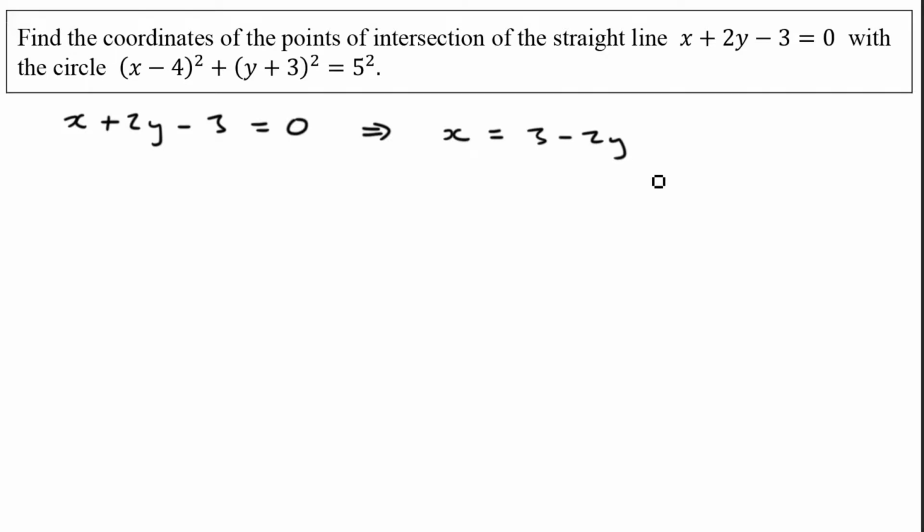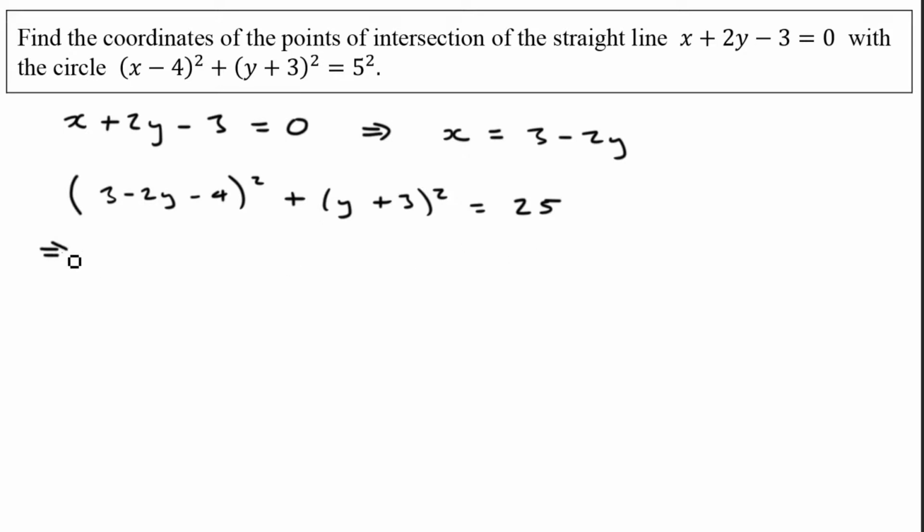Why did we choose this form instead of y equals? Well, this way round we don't have any fractions. Dealing with fractions is awkward, always best avoided if possible. Now we can substitute this expression for x into the circle equation. So instead of x - 4, we have (3 - 2y - 4)² + (y + 3)² = 5². We may as well already simplify that to 25.